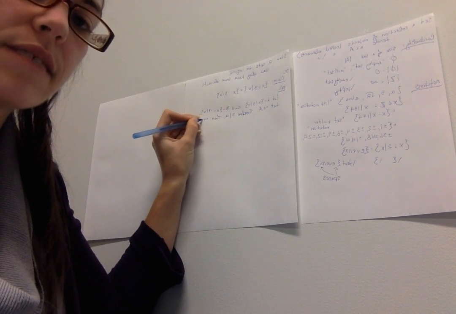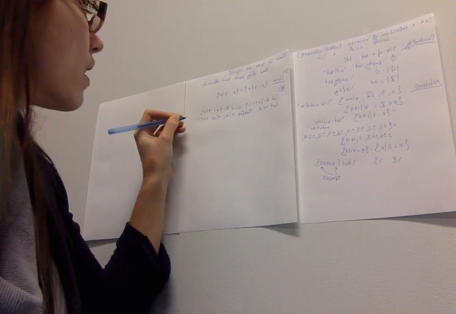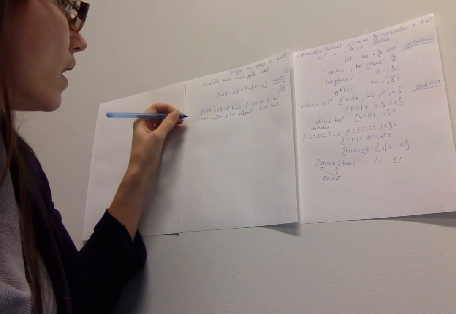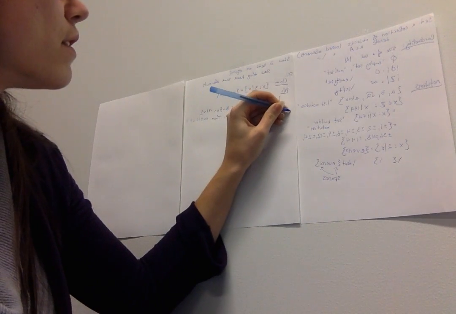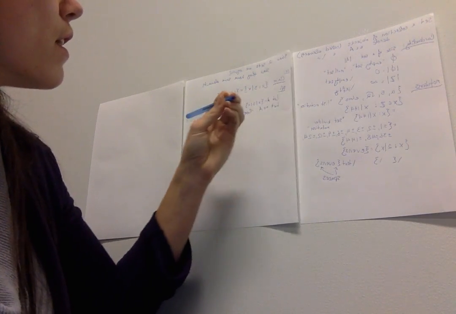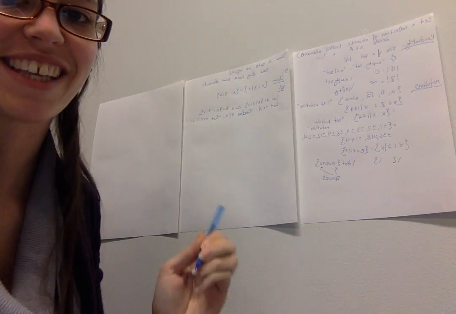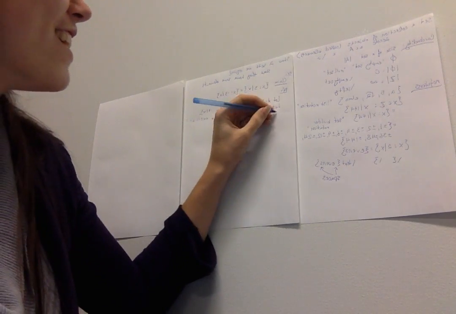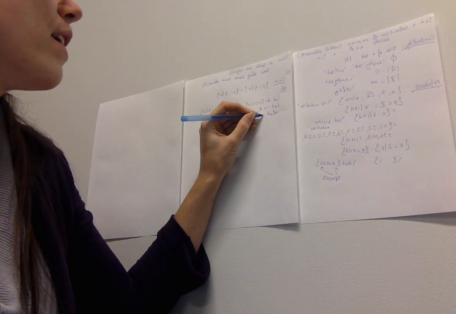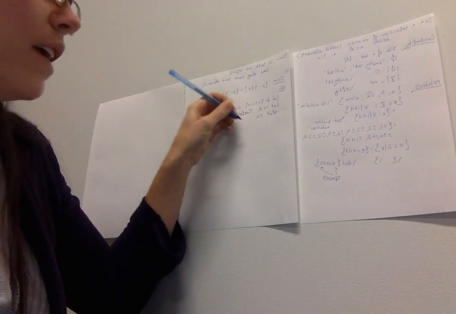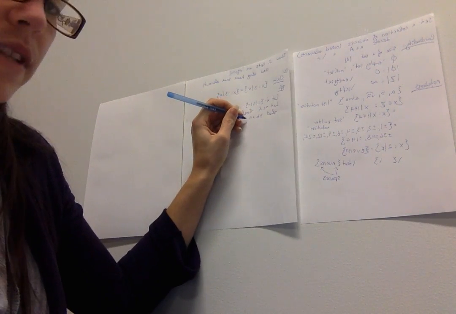So there exists b in the integers such that 3b equals a.